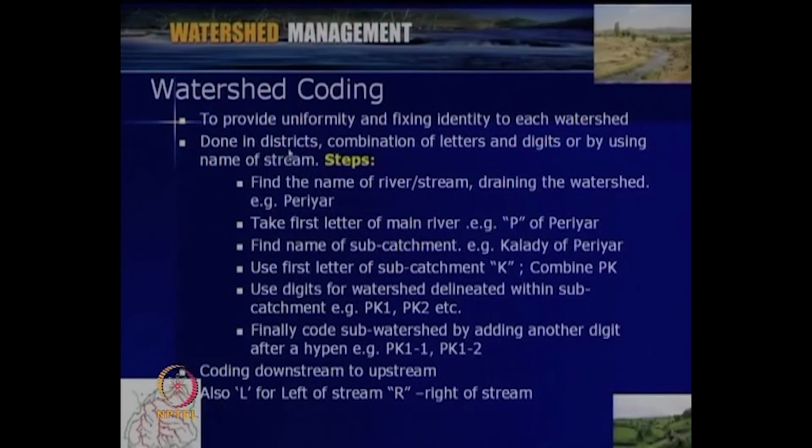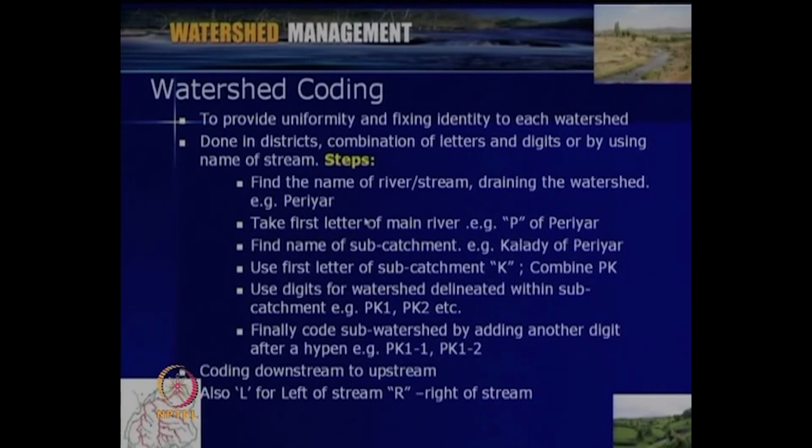Watershed coding is done in districts in combination of letters and digits or by using the name of streams. So, this varies from country to country. Here I explain the steps we adopt, for example, in India as prescribed by the Central Water Commission. The steps are listed here. First step is to find the name of the major river or stream draining the watershed. For example, a river so called Periyar in Kerala.